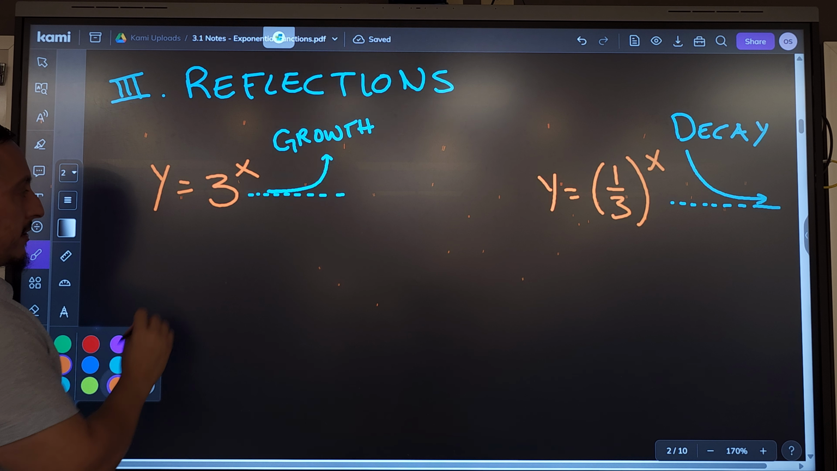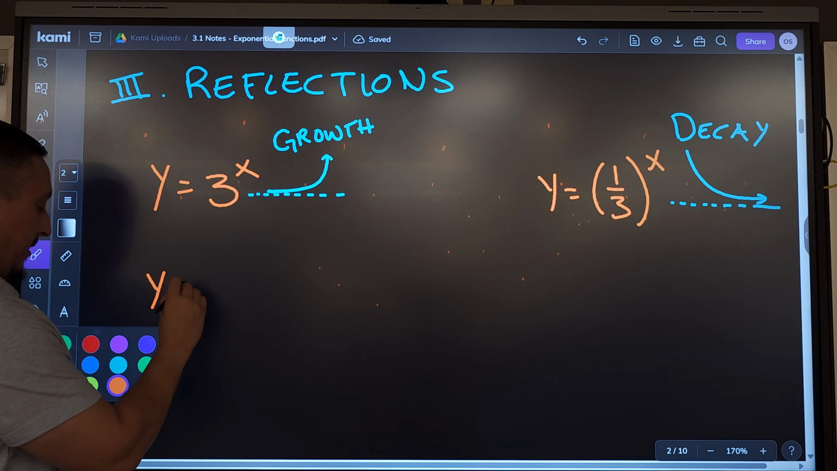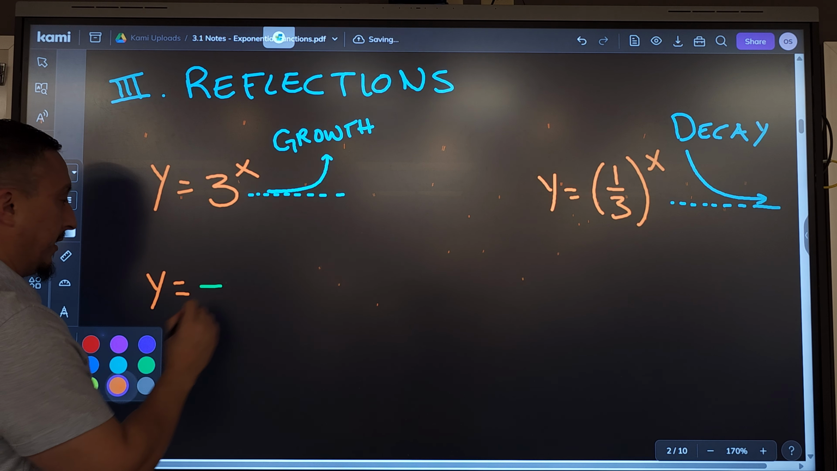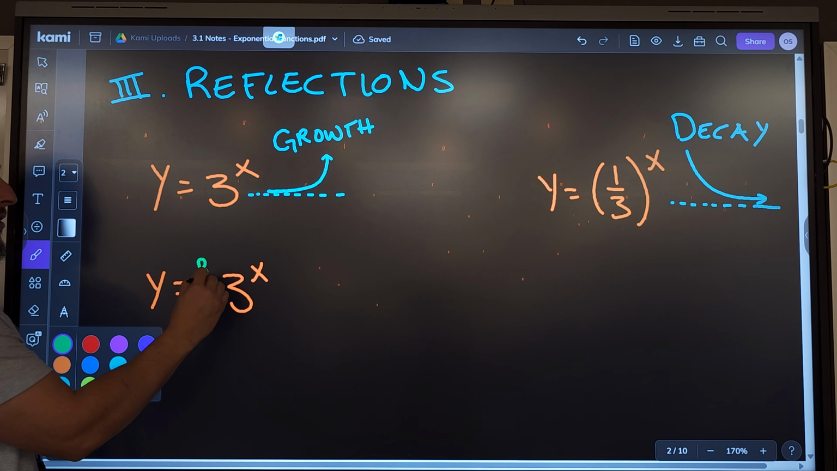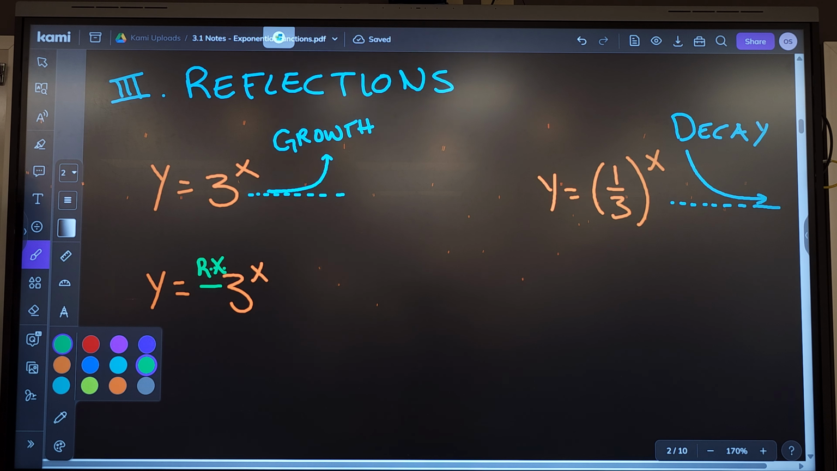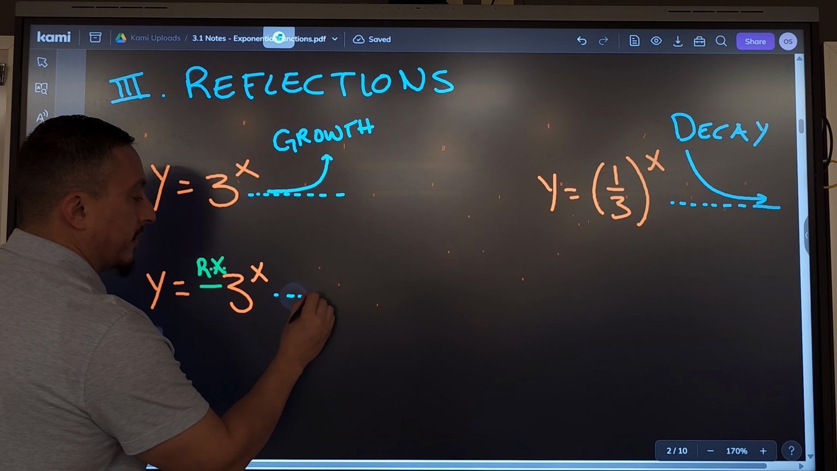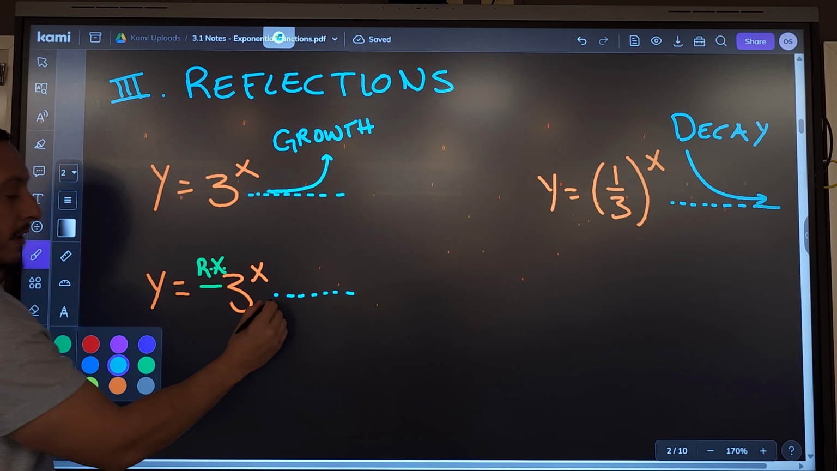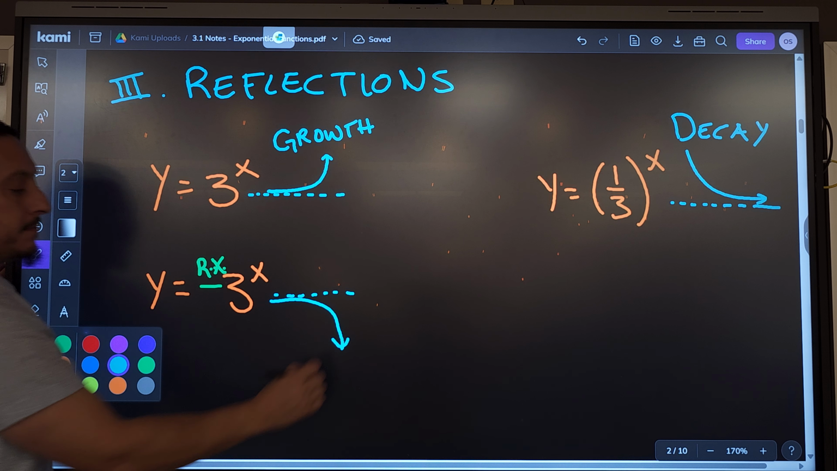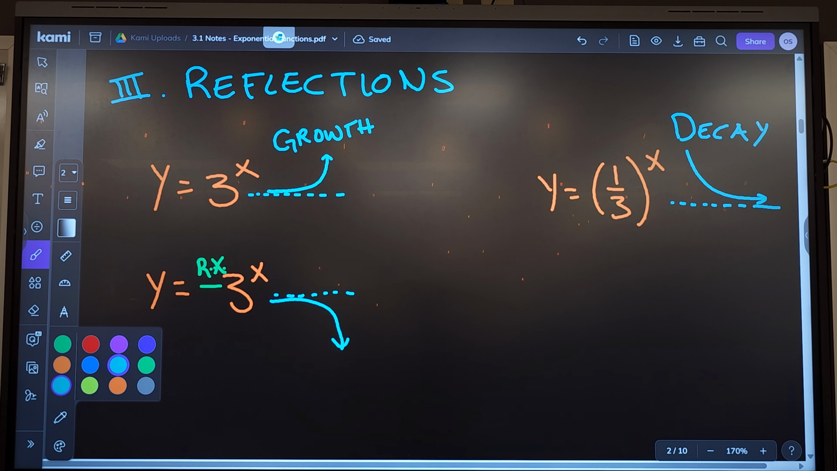But what I wanted to show you is, what if we have a negative in the front right there? Okay. So remember that negative is a reflection on the x. So it's going to flip that upside down. It's going to flip it over that asymptote. So if my asymptote is here and I flip it over it, can you picture that it would look like this now? Because you're flipping it. Does that make sense?